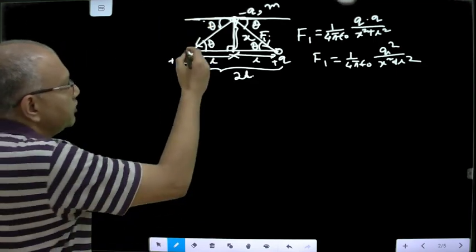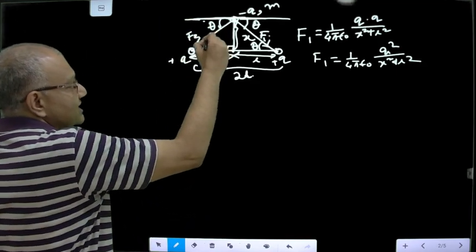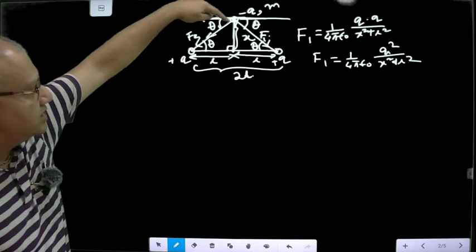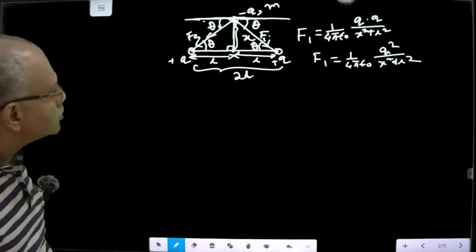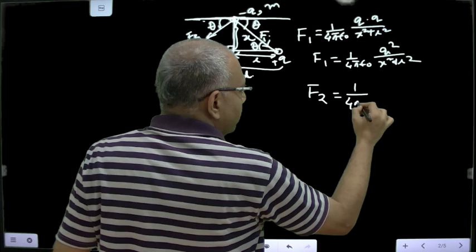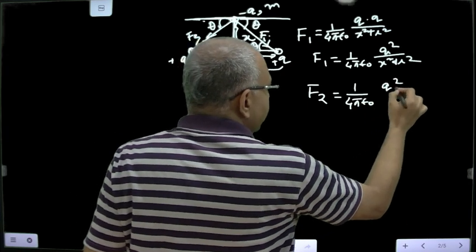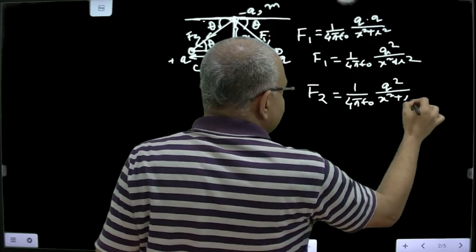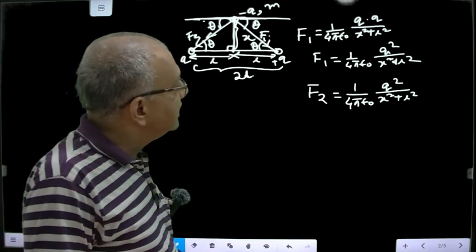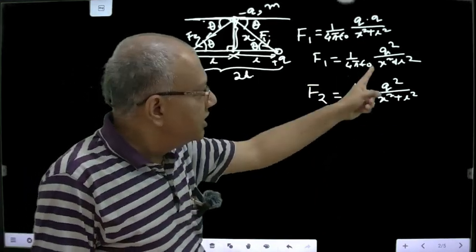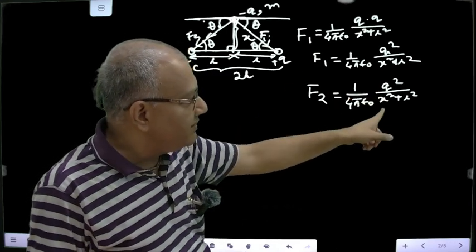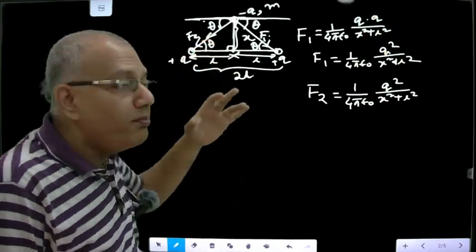Similarly, if I take this one F2, this negative charge is going to get attracted by this positive charge, this way. So the magnitude of F2 is the same value, 1 by 4 pi epsilon naught q square by x square plus L square. So F1 and F2, the magnitudes are the same.